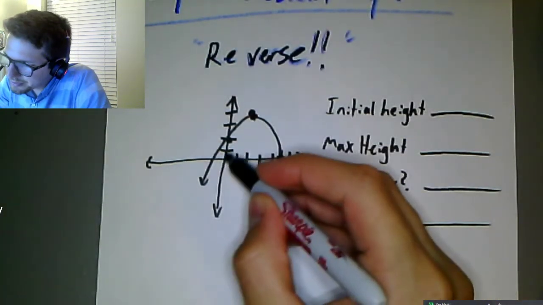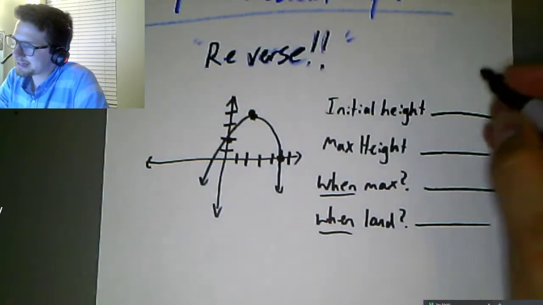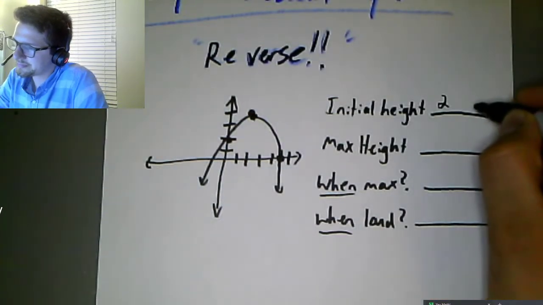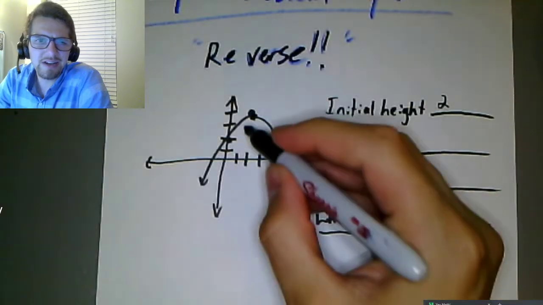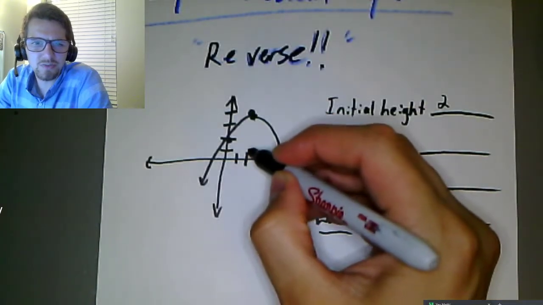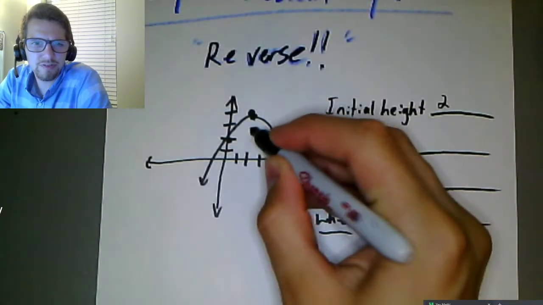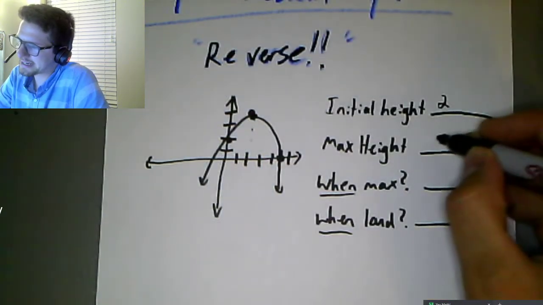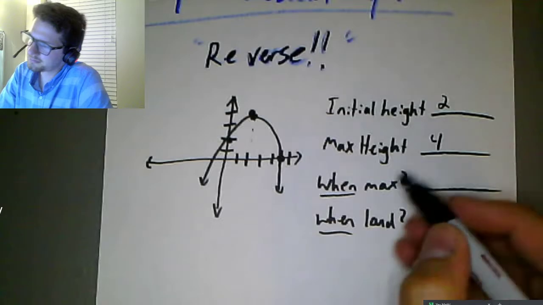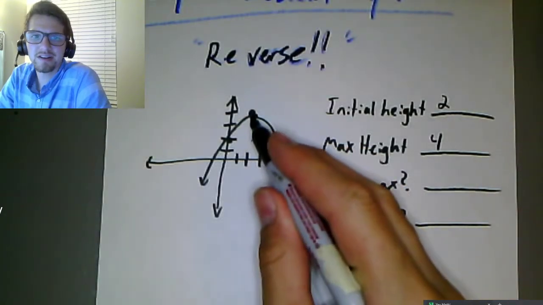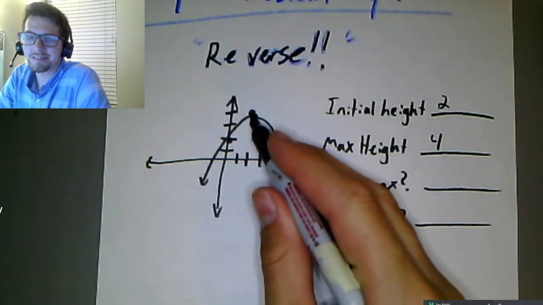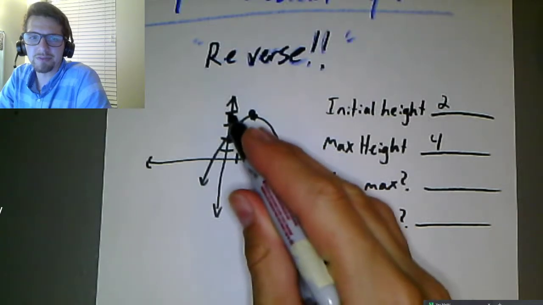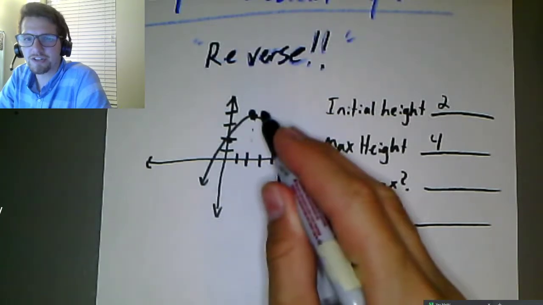Well, if I count up, I go 1, 2. It looks like my initial height was 2. My max height, how tall is the vertex? It looks like it's 1, 2, 3, 4 high. So my max height was 4. When was my maximum height there? That would be the x coordinate of my vertex, which would be over 1, over 1, so that's 2.